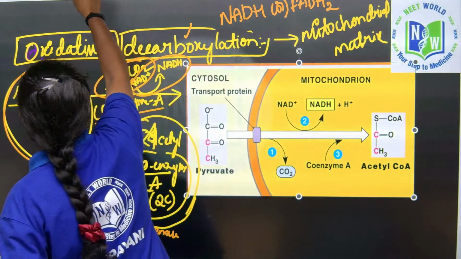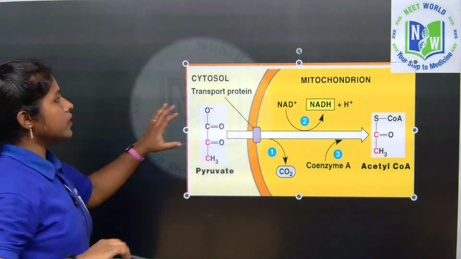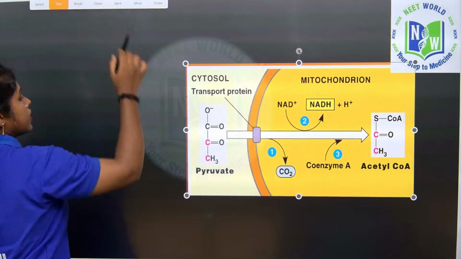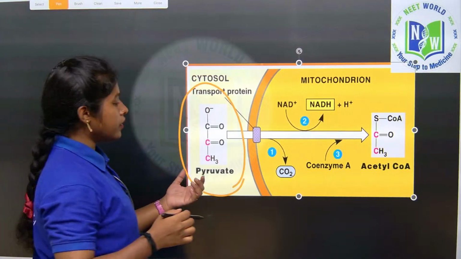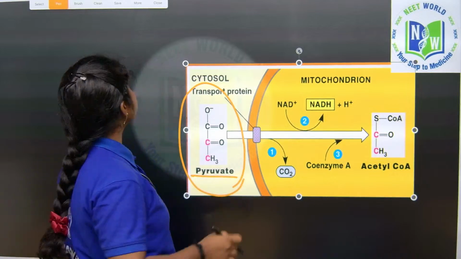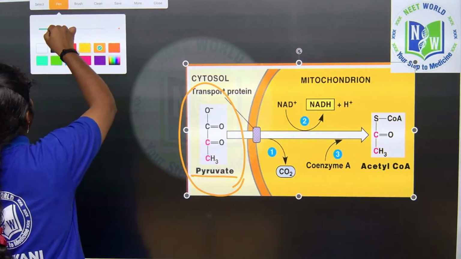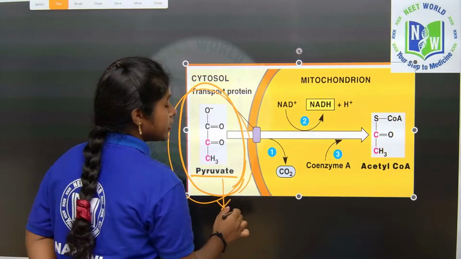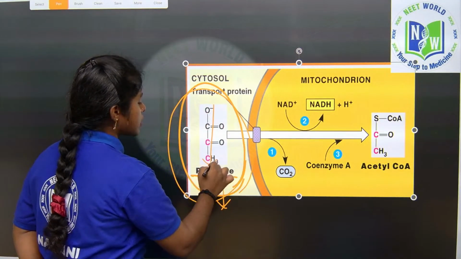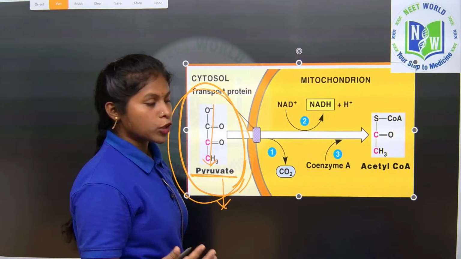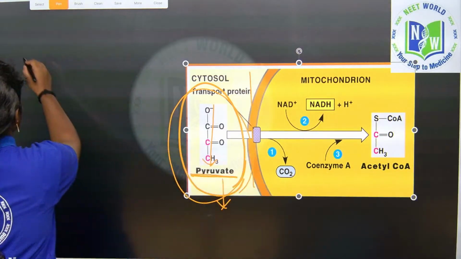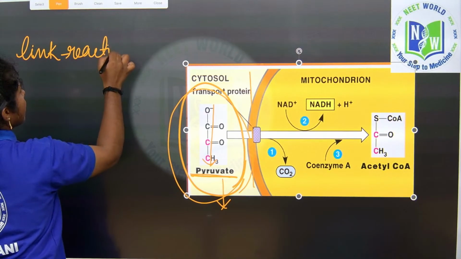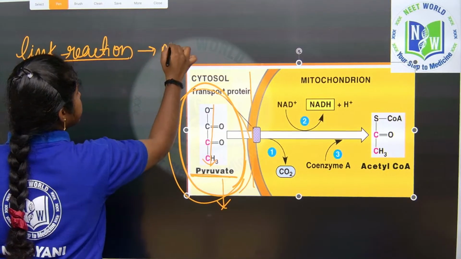So in the cytosol, the pyruvate is forming. The end product of glycolysis is pyruvate, and it occurs in the cytoplasm. The link reaction, also called the oxidative decarboxylation reaction, occurs in the mitochondrial matrix.